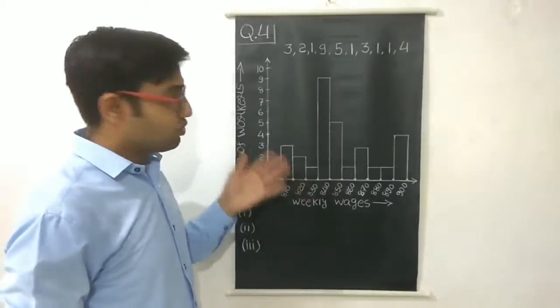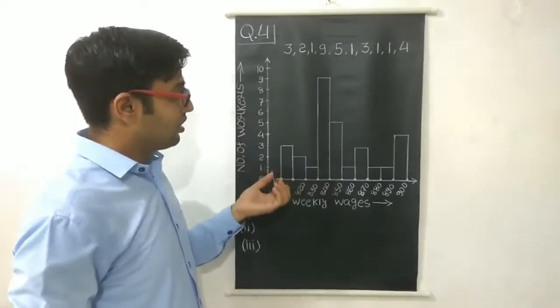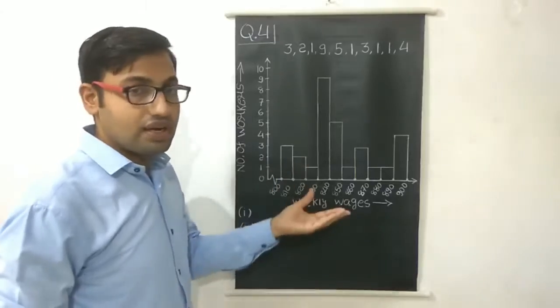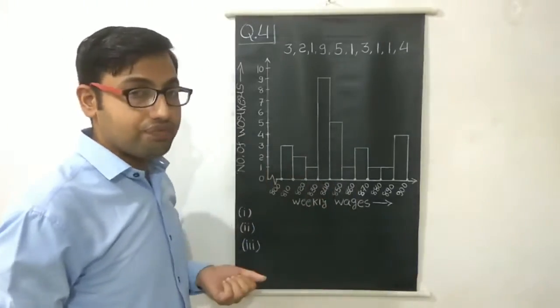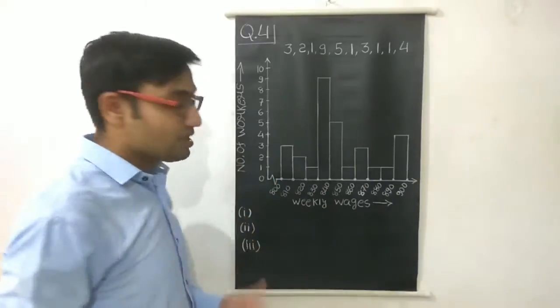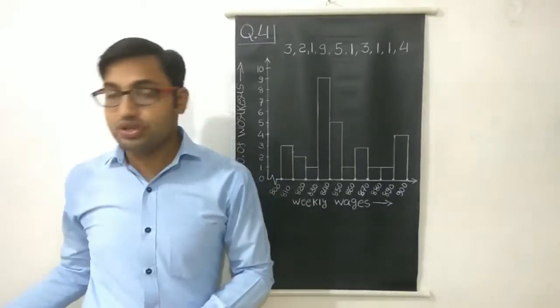And this is the data we can represent in the diagram, in the graph, right? So this is called a pictorial representation or graphical representation of the data, and that is a histogram. Now we have to answer some of the questions that are given in the question.